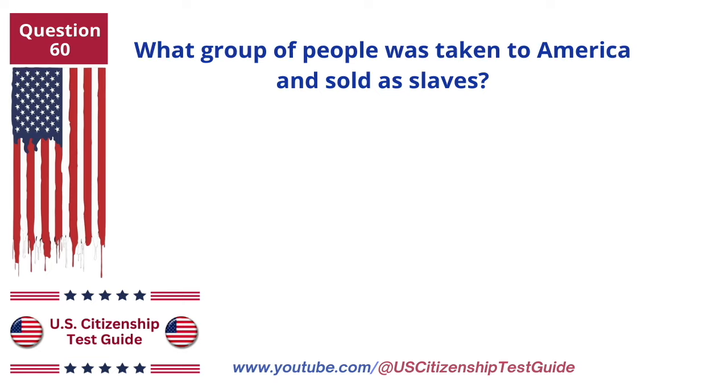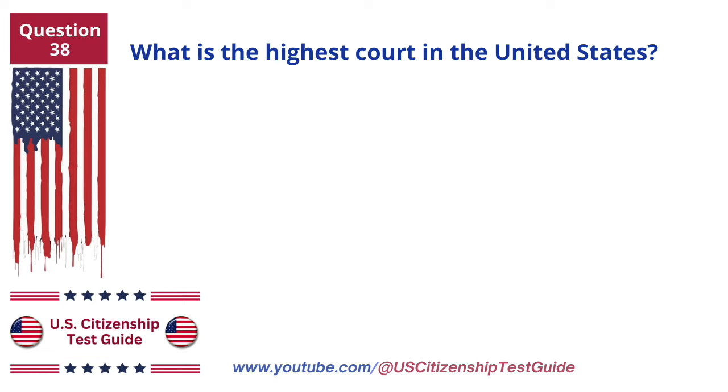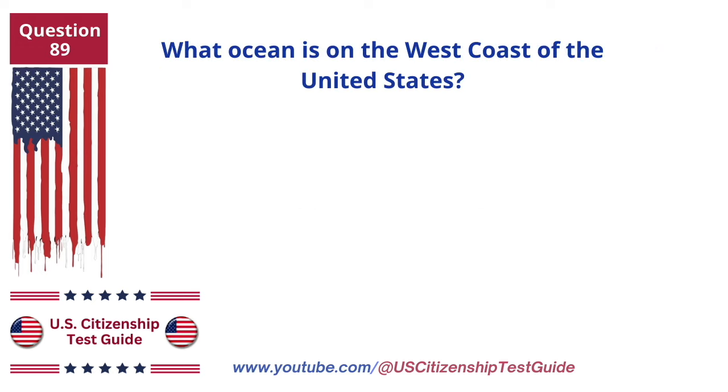What group of people was taken to America and sold as slaves? Africans. What is the highest court in the United States? The Supreme Court. What ocean is on the west coast of the United States? Pacific Ocean.